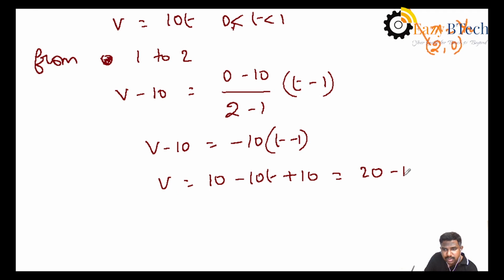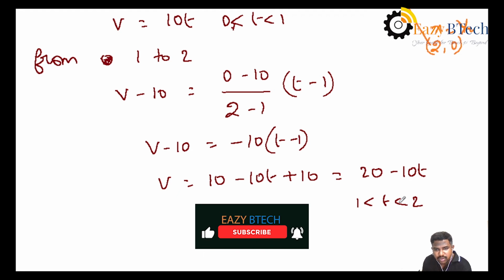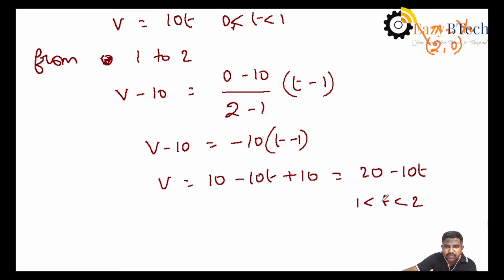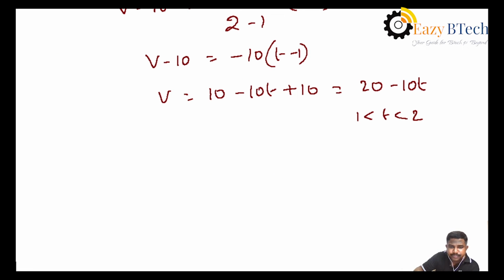20 minus 10 into t. So this is the equation of the function when 1 less than t less than 2. Like that, we have to find out the function equations also for the given waveform. Then after finding the waveform, what is the second step? You have to find out the average value.